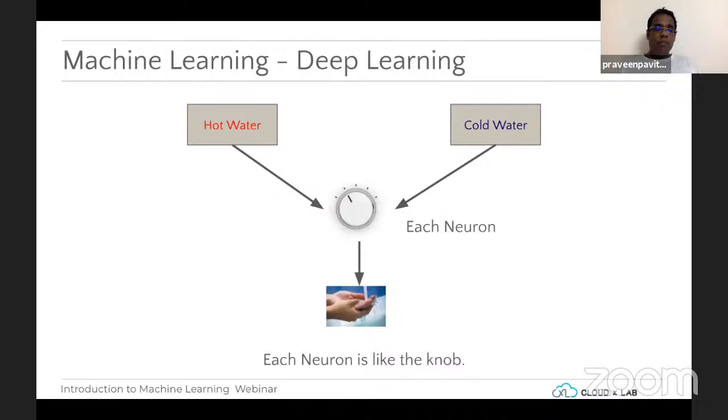So a very nice example of how deep learning seems to work is using a knob that helps you choose the right temperature of water. This knob would be a neuron. So how does this work? You go into a hotel and you want to get the right temperature of water, and there is one knob which you need to turn.